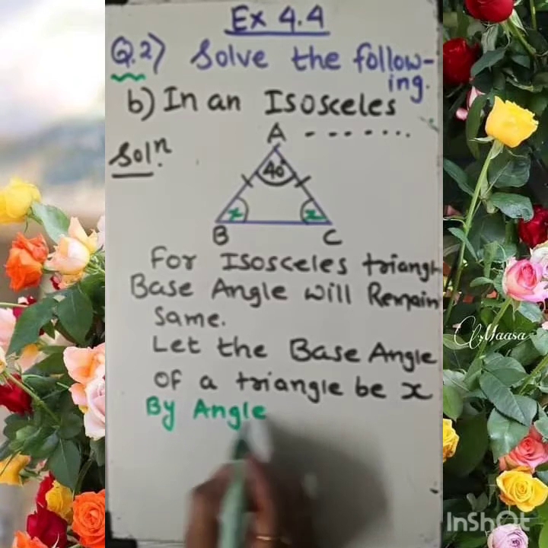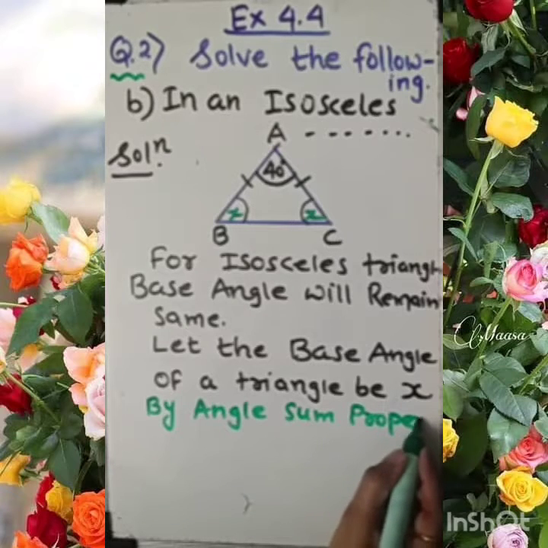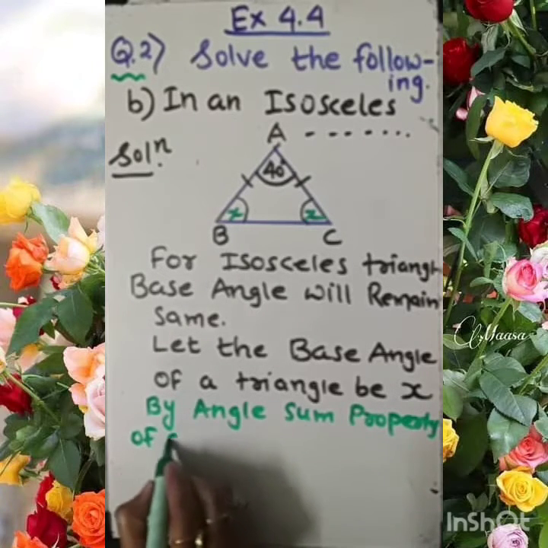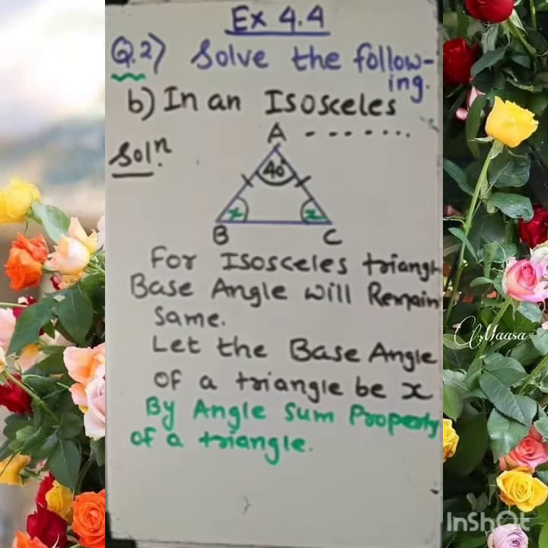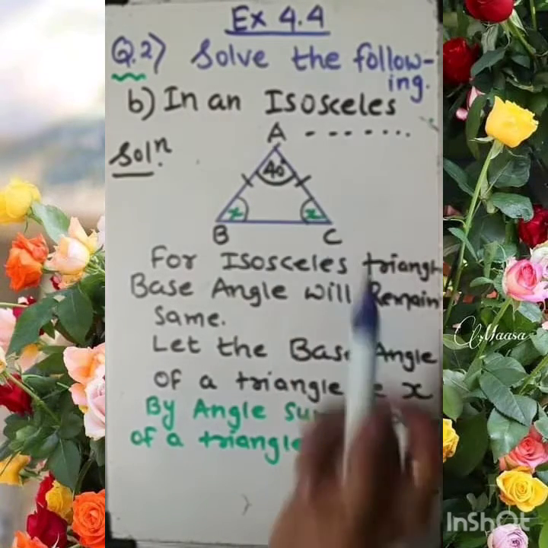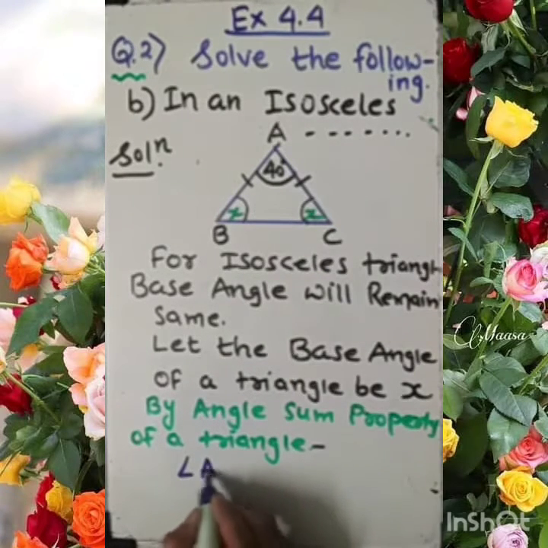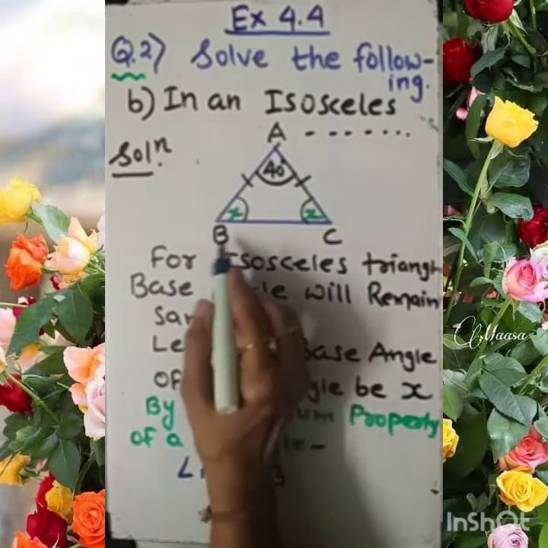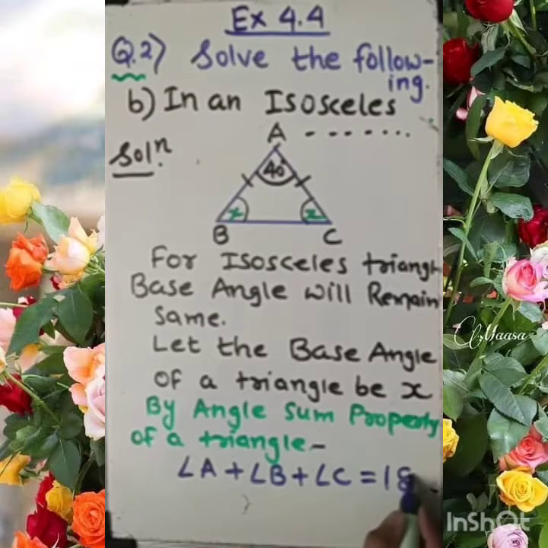So we need to mention, by angle sum property of a triangle. Now what is this property? If you remember nicely, the property says the sum of the three angles of a triangle is 180 degrees. Which three angles am I talking about? Angle A plus angle B plus angle C. The sum of the three angles of a triangle is 180 degrees.